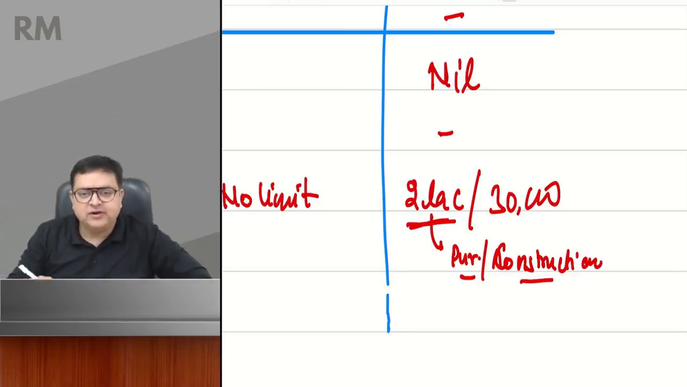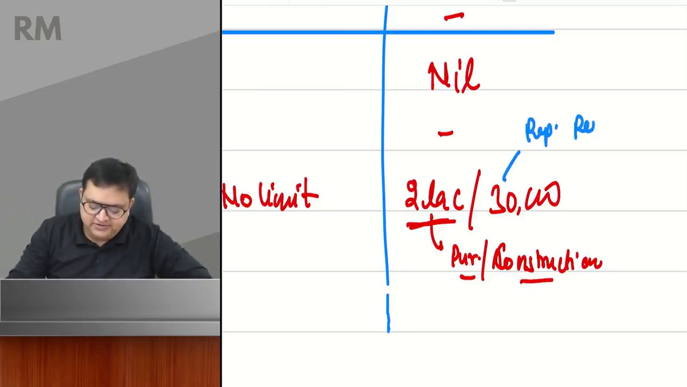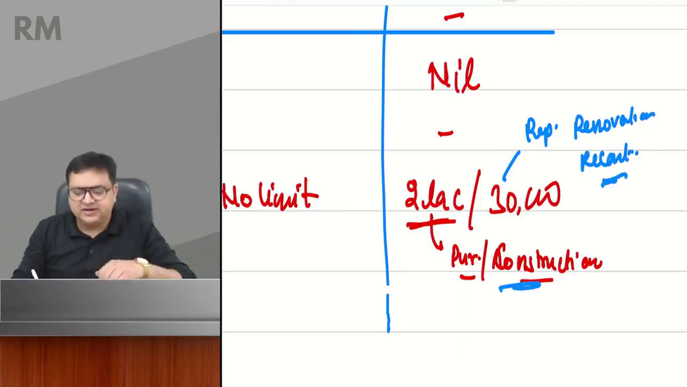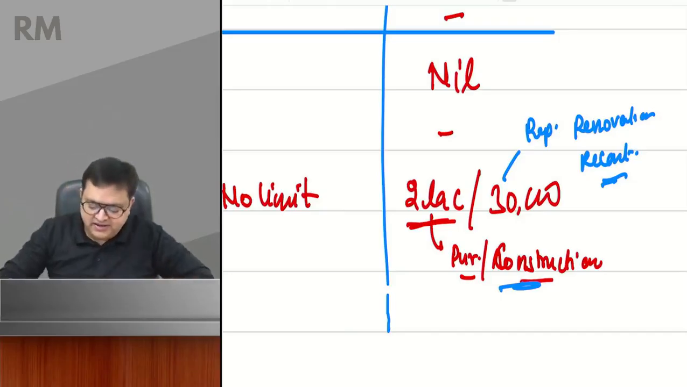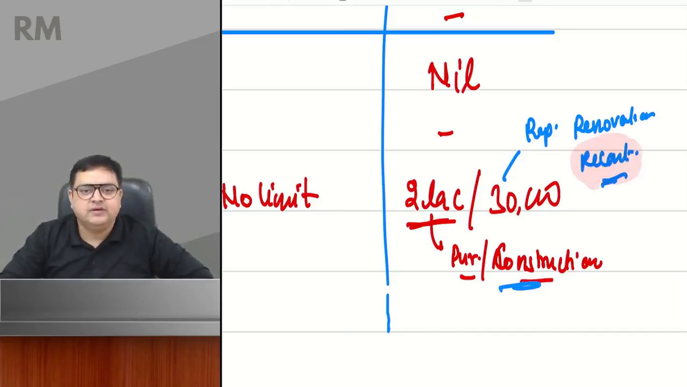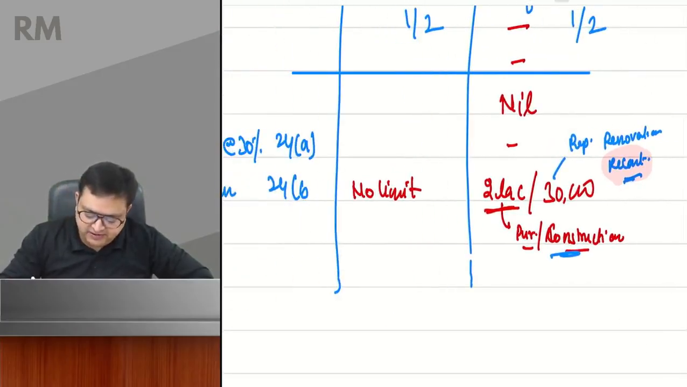But if you take a loan for other purposes, like repairs, renovation, or reconstruction, not construction. For construction, it is 2 lakh. For reconstruction, renovation, repairs, it is 30,000. Guys, here they are again using the word reconstruction. So reconstruction will fall in the category of repairs, renovation. 30,000 is the limit. Everybody agree? 30,000 is the limit for this. So we'll have a 30,000 limit for this, not 2 lakh.